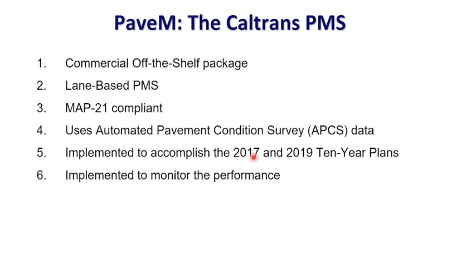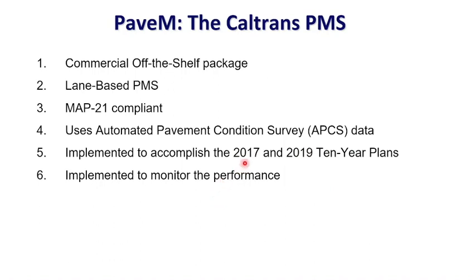Every time I talk about the 2017 10-year plan, in fact it covers from 2017 all the way to 2026, so that's a 10-year cycle. In fact it covers from 2018 to 2027, and the 2019 plan covers from 2020 to 2030. So we are doing 10-year plans in Caltrans, and we use PAVM doing just that as an asset management tool. We also use PAVM to do the monitoring progress.